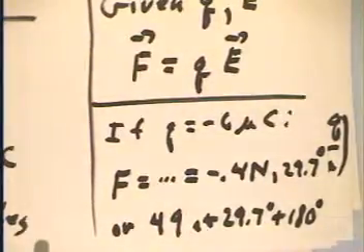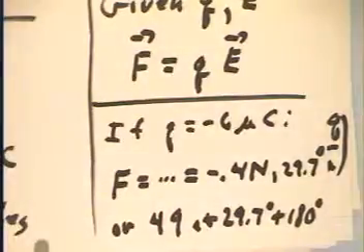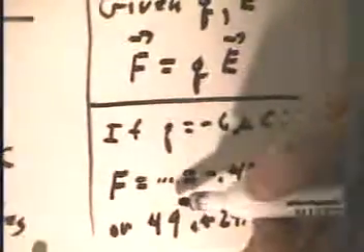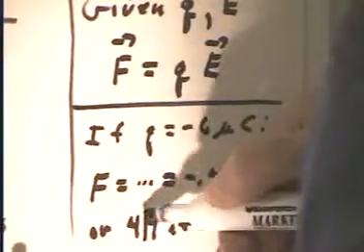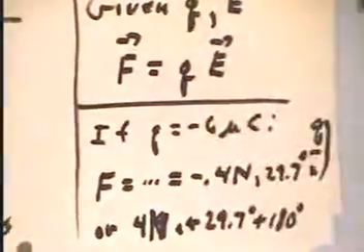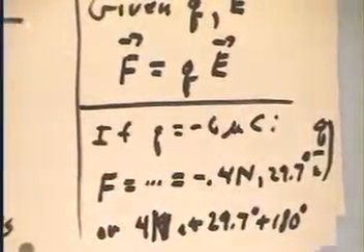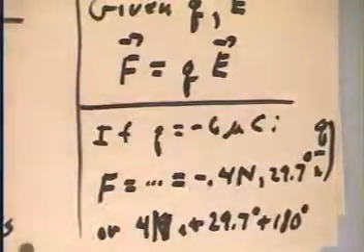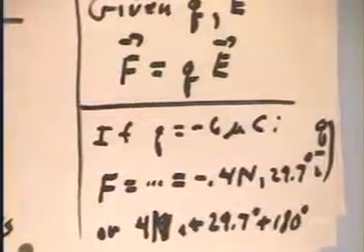And it looks like I wrote down something else carelessly here. I was writing down 4 newtons. Newton starts with N, so does 9, so obviously I wrote down a 9 here, but that's really 4 newtons at the 29.7 plus 180 degrees, or 209.7 degrees.